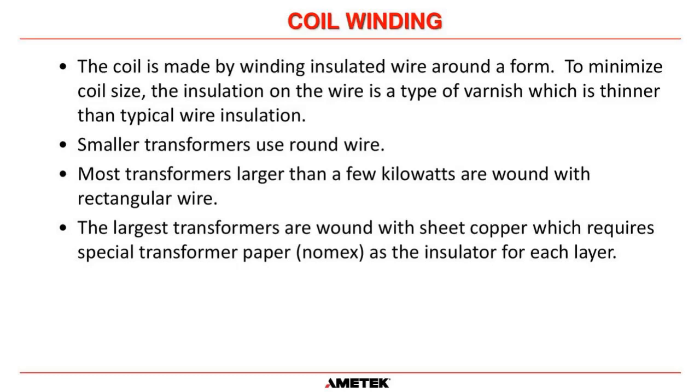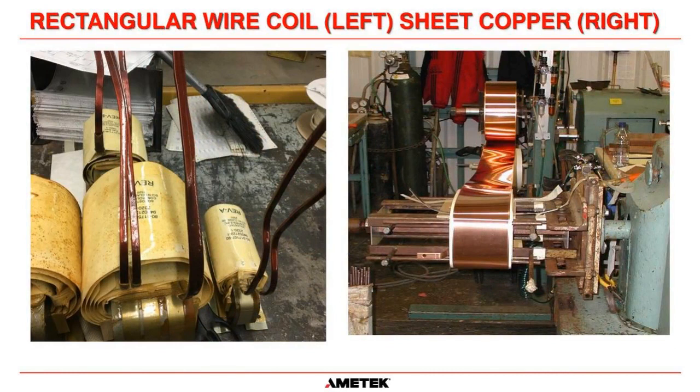Smaller transformers use round wire. Most transformers larger than a few kilowatts are wound with rectangular wire. The largest transformers are wound with sheet copper, which is what we just saw. When you use sheet copper, each layer has to be insulated, and we use Nomex paper, which is very high temperature, between each layer. So on the left, we've got a choke or inductor with rectangular wire. And then again on the right is our picture of a coil with sheet copper.